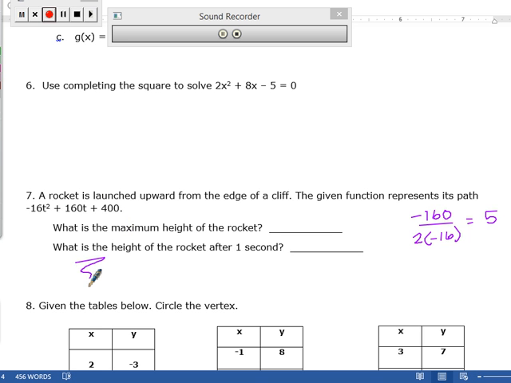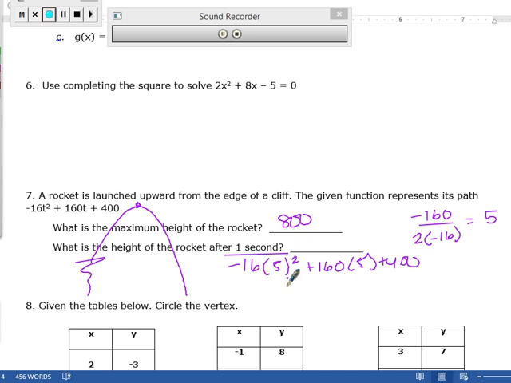So remember, I had my cliff, and I go up and down. It takes 5 seconds to make it up to there, but where is there? So I take my 5, I plug it in, and that's how we get the 800. Same thing with the next part. If you take a 1 and plug it in, that's how you get 544.